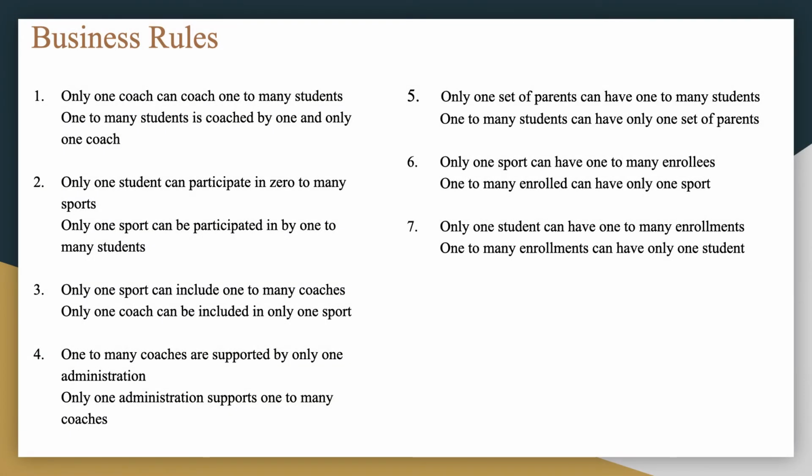These are the business rules for the database. The most important one that I would like to pick out is number 5, where only one set of parents can have one-to-many students, and one-to-many students can have only one set of parents. This was simply for ease of access, as it was much harder to put in 2 sets of locations for parents rather than one. If this database were to be improved, that would be a big improvement, and that should be added.